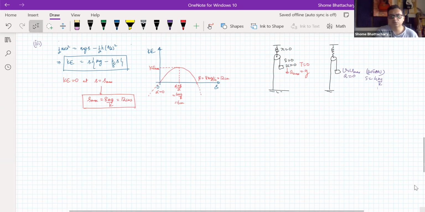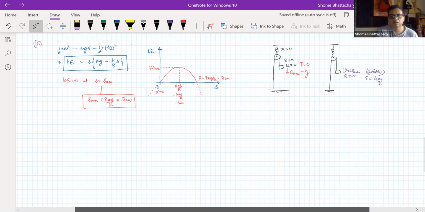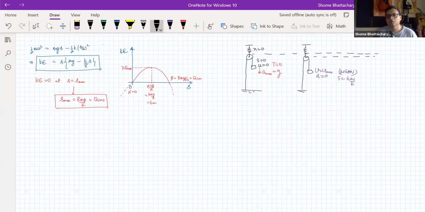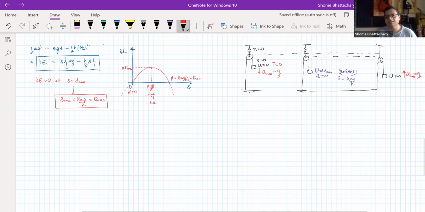Now compare this with the lowest position. Again here V becomes zero. So it will again have a maximum upward acceleration at this point of time. And you will see that the maximum upward acceleration is actually equal to g. It's always symmetric, because at this position, our S was 8mg/k.